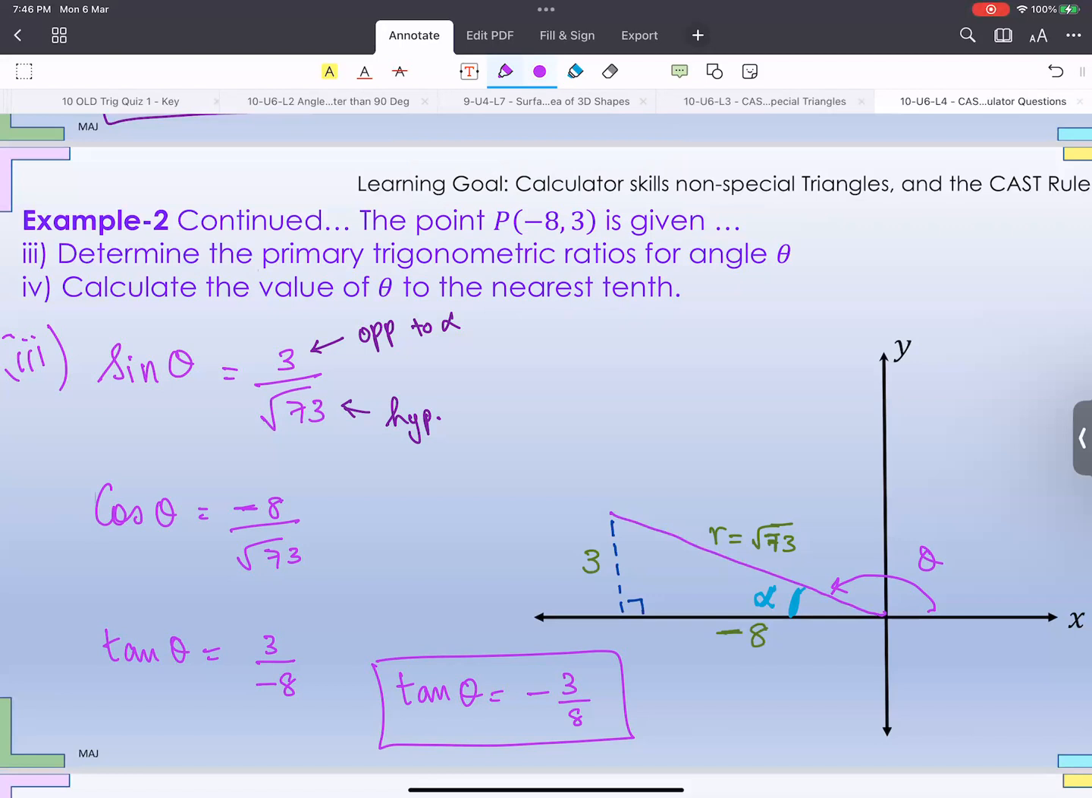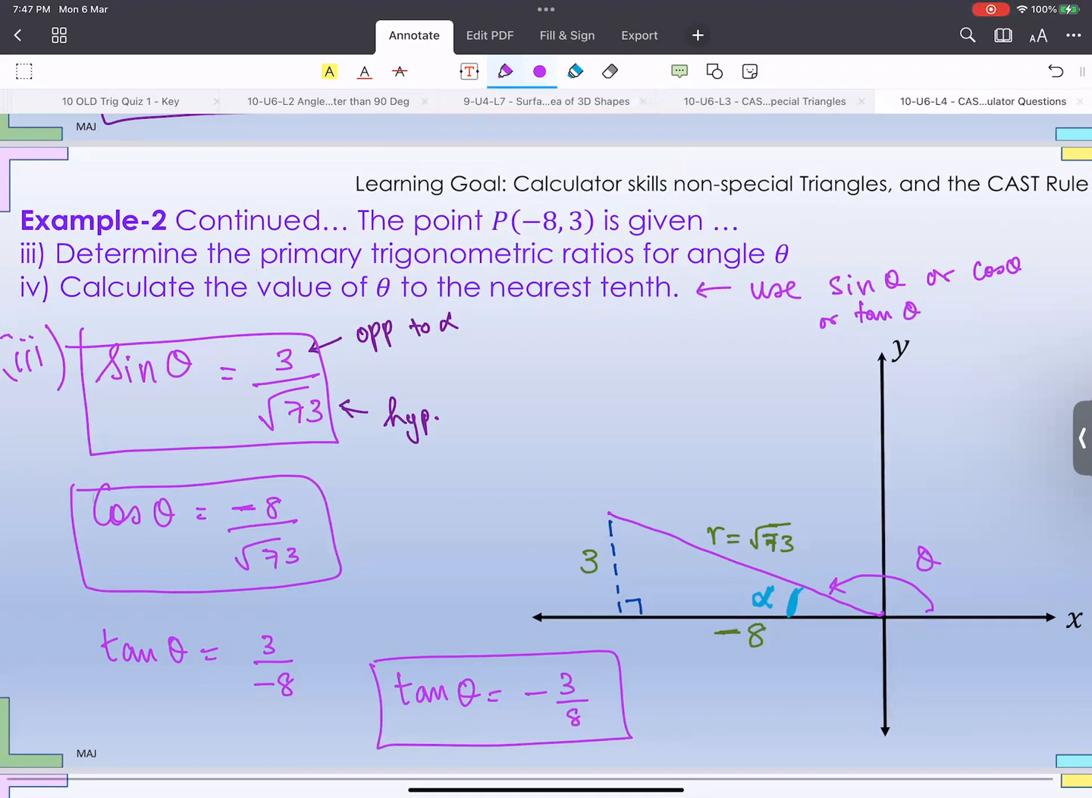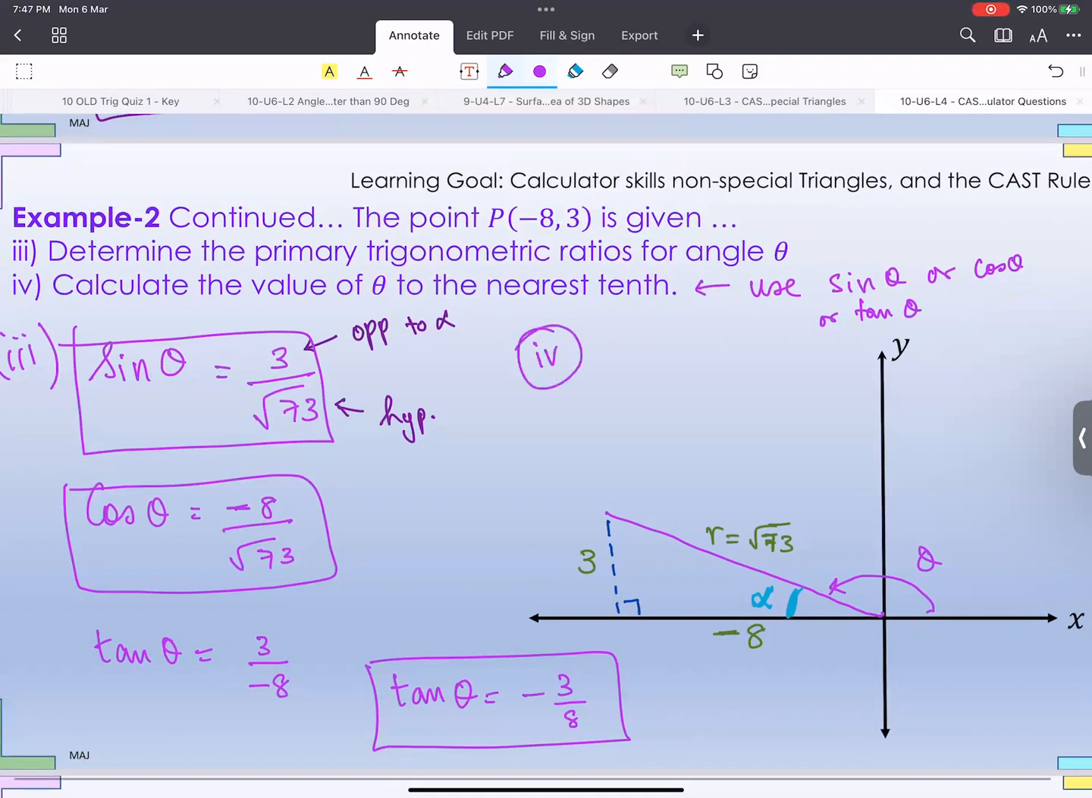Calculate the value of theta to the nearest tenth. Now I could use any of these values. I could use sine, cos, or tan. So for the fourth part, there's no preference. Use sine theta or cos theta or tan theta. Specifically, sine inverse of the numerical value on the right side of the equation. So I'm going to say for question 4, theta is tan inverse of -3 over 8.